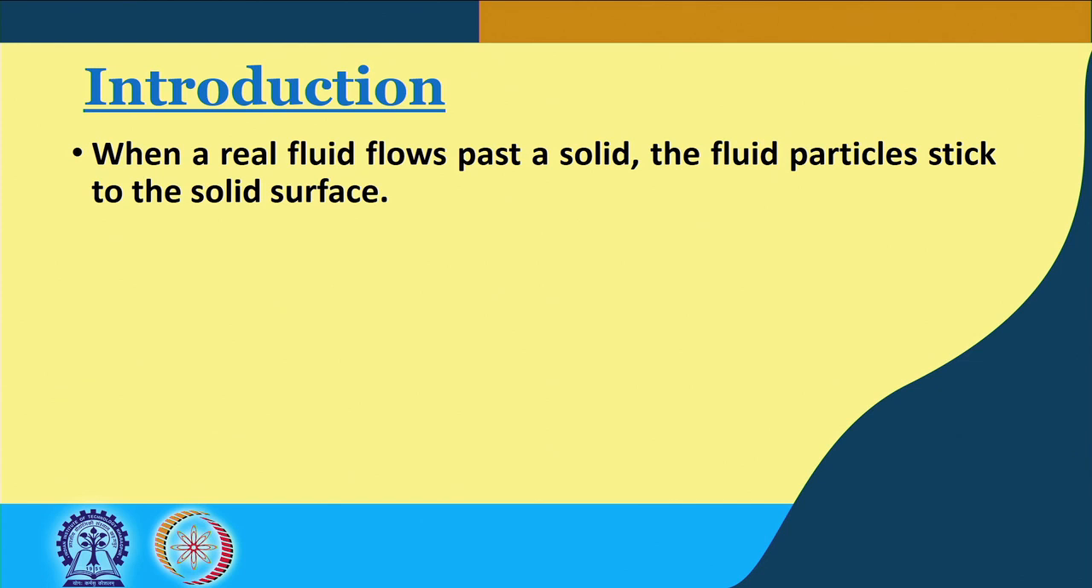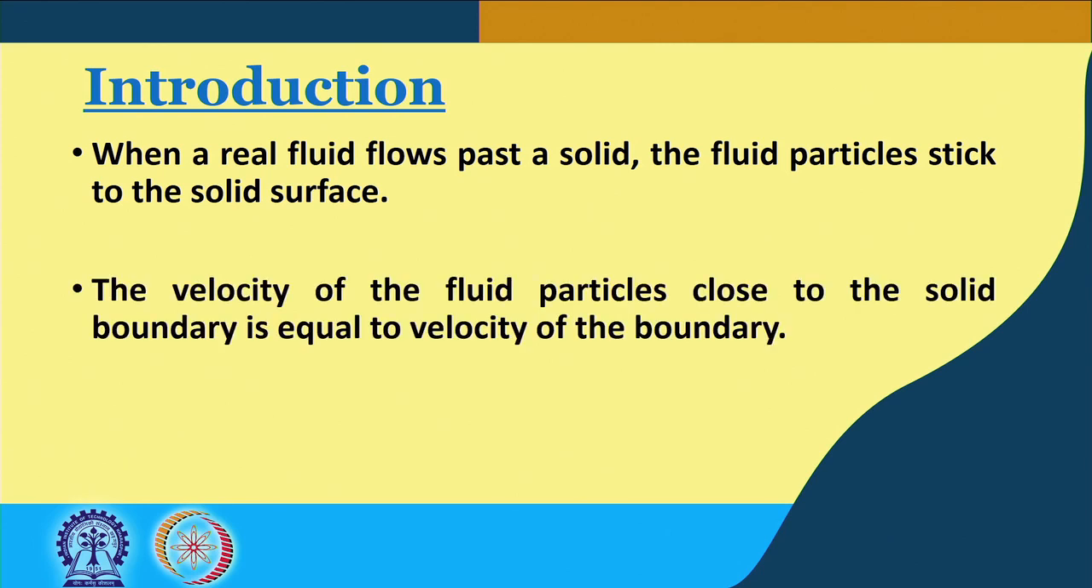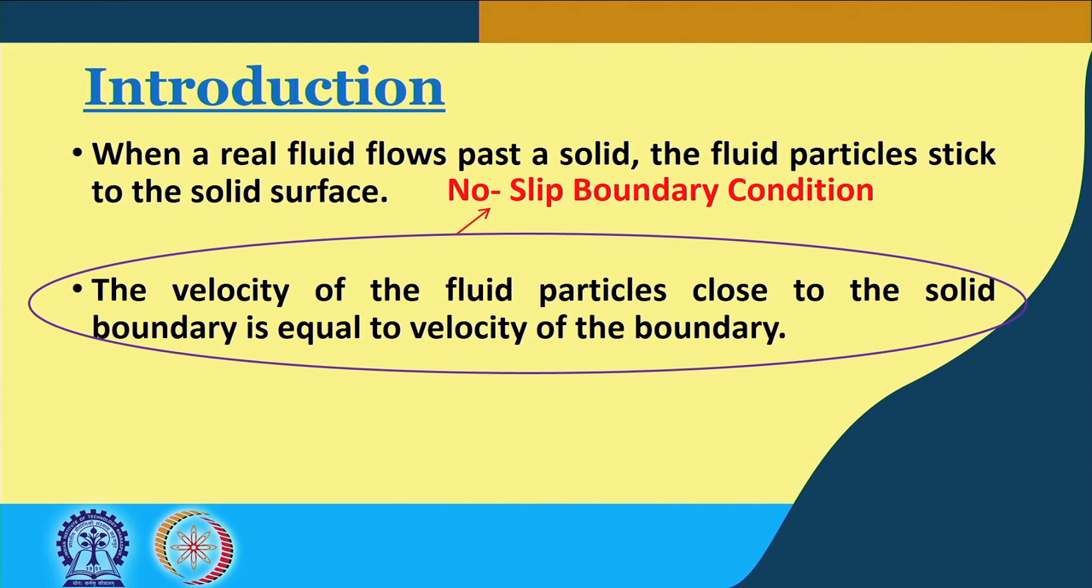So when a real fluid flows past a solid, the fluid particles stick to the solid surface. That is one of the phenomena that happens, and the velocity of the fluid particles close to the solid boundary is actually equal to the velocity of the boundary, and this phenomenon is called the no slip boundary condition.